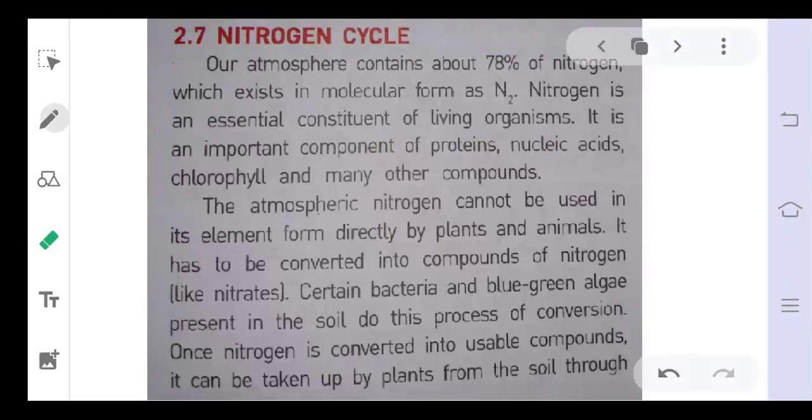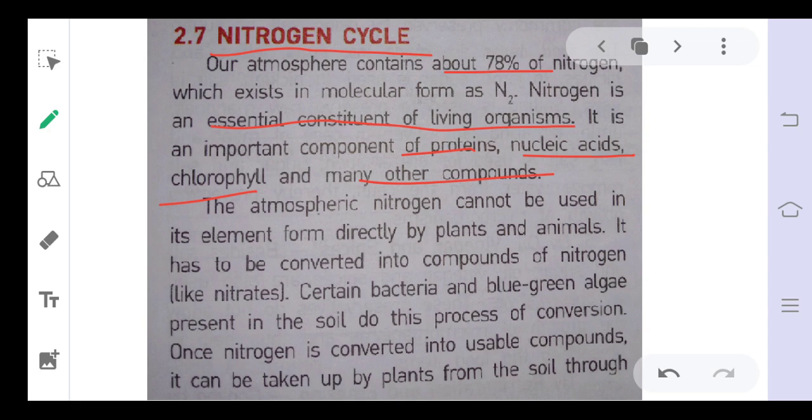Good morning, students. Today, in the continuation of your second chapter, we are going to discuss the last topic of this chapter, the nitrogen cycle. As we know, nitrogen is one of the major constituents of our atmosphere, present at about 78%. It is also an essential constituent of living organisms, plants or animals, present in the form of protein, nucleic acid, chlorophyll, and other compounds.